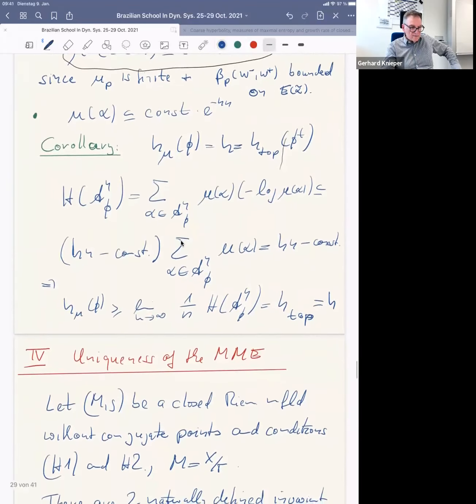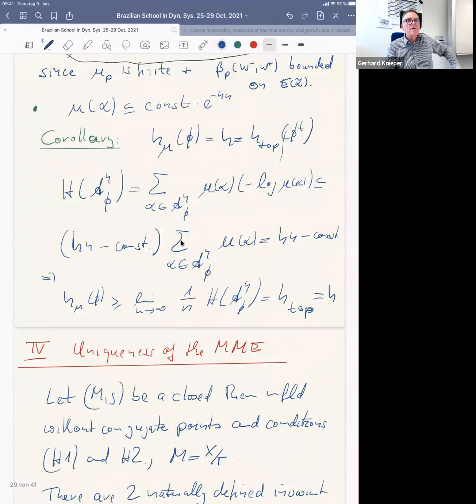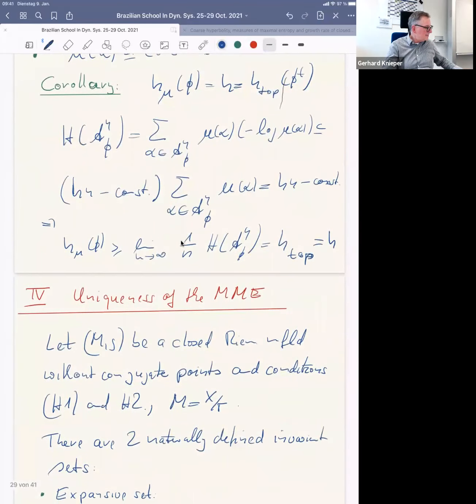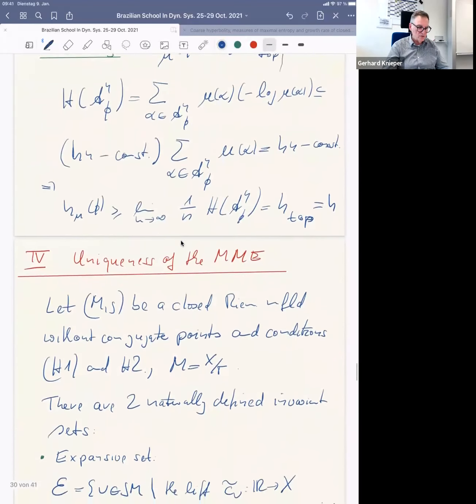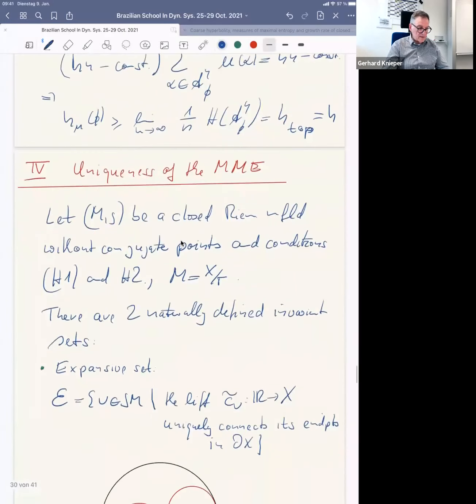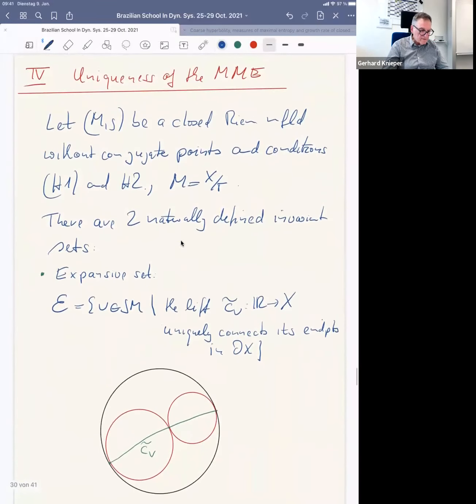Okay, but then of course the question is, can you have other measures? And that's what we actually want to show, that at least under certain conditions, the measure should be unique. And that's the fourth part, I think, of this lecture. So it's about the question, is this measure of maximal entropy unique? And okay, let me look again at this general situation.